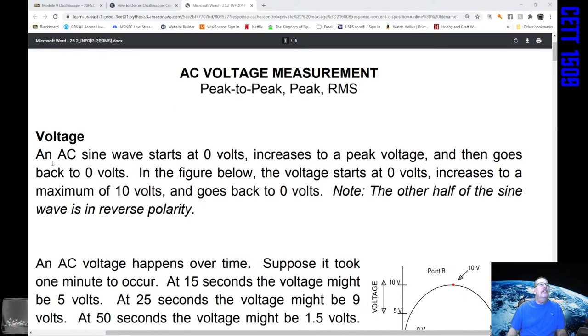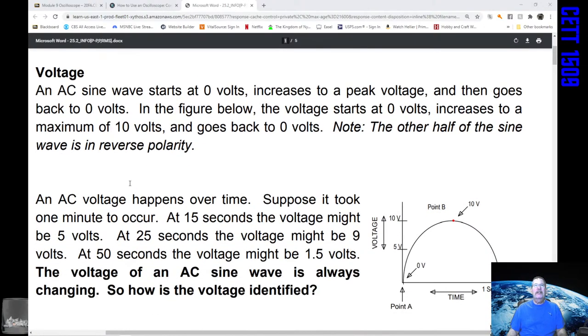An AC sine wave starts at zero voltage, and as time goes on, it goes to some positive value and then comes back down to zero, and then actually reverses and goes in the negative direction. You know, it kind of looks like a sideways S, right? But an AC voltage basically happens over time.